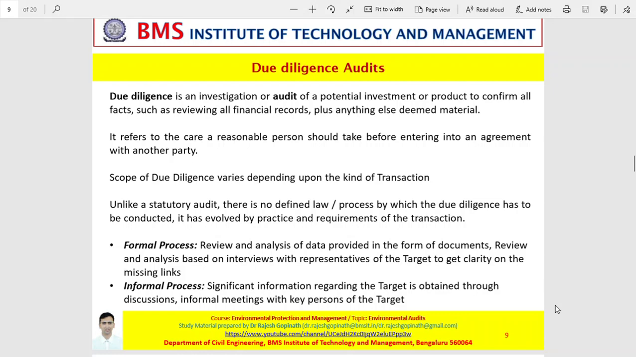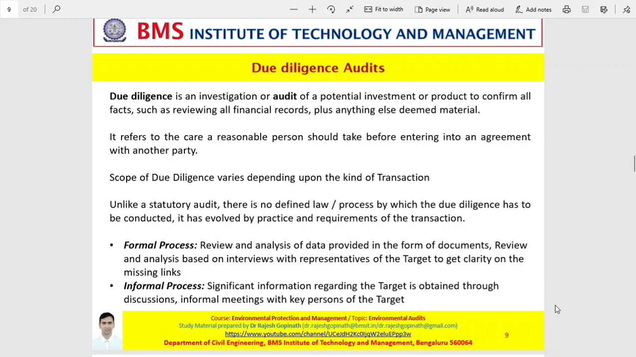The same concept can also be applied with respect to environmental aspects, also with respect to environmental audits. If you remember the various principles of environmental management, one such principle speaks about the precautionary principle. You can connect that principle with this. However, unlike a statutory audit, there is no defined law or guideline or process by which a due diligence is conducted. It is usually by experience, practice, requirement, and the scenario or situation.